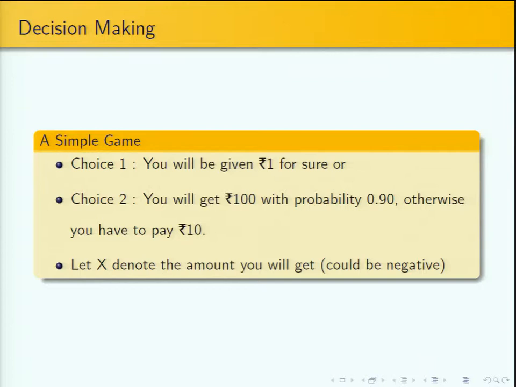Let's say you have two choices, choice one and choice two. Okay, I'm going to give you one rupee. Or I'm going to give you 100 rupees with probability 0.9. Otherwise, you have to pay me 10 rupees. So, which choice would you like to take? I'm not actually going to give you anything, I'm just giving you the choice.